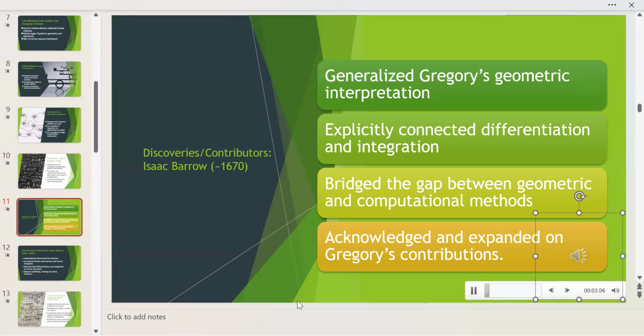Our next mathematician is Isaac Barrow. He expanded Gregory's work by providing a more generalized geometric interpretation of the theorem. He was the first to explicitly state the inverse relationship between differentiation and integration, and his work bridged Gregory's geometric method and the computational technique later introduced by Newton and Leibniz.